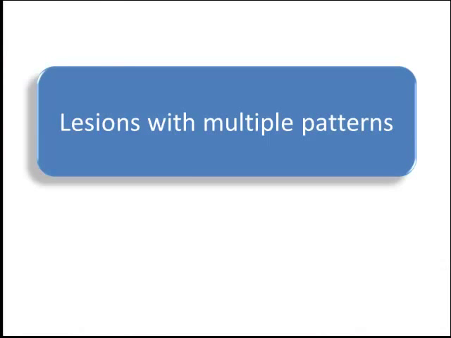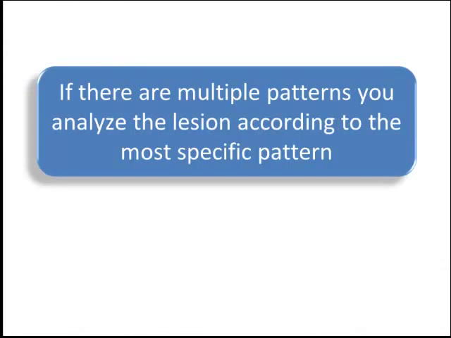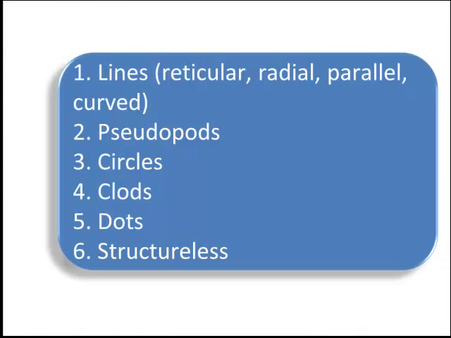Well, the first and most important point is that if there are multiple patterns, you analyze the lesion according to the most specific pattern. But what is the most specific pattern? Lines are usually more specific than all other patterns. This includes reticular lines, radial lines, parallel lines, and curved lines. Then the second most specific pattern is pseudopods, then circles, then clots, and then dots, and the structureless pattern is the least specific pattern. Let's look at an example.